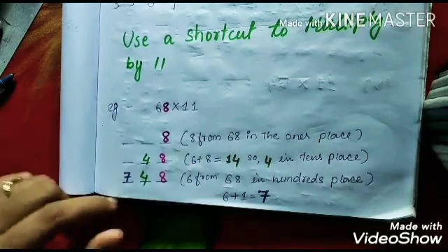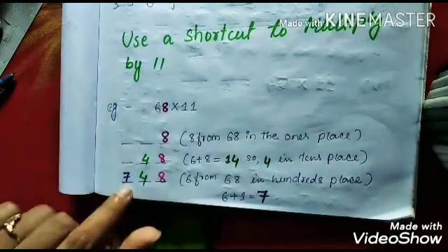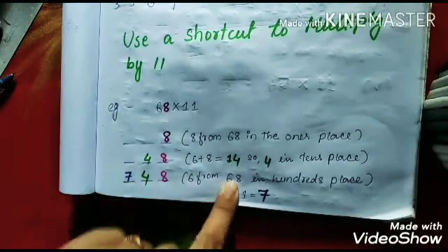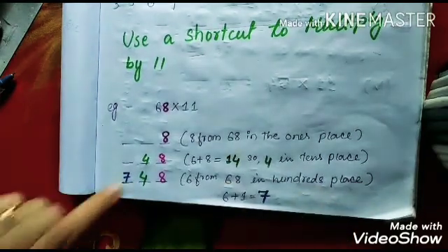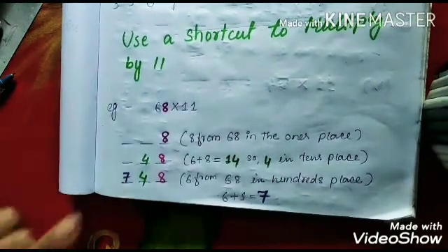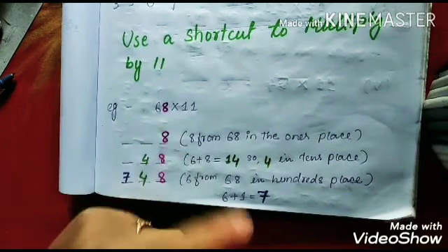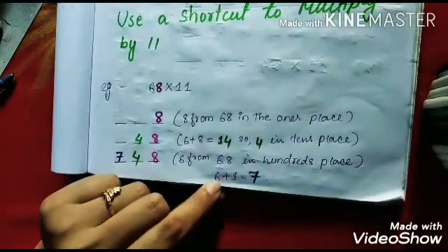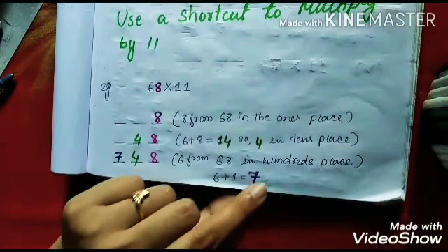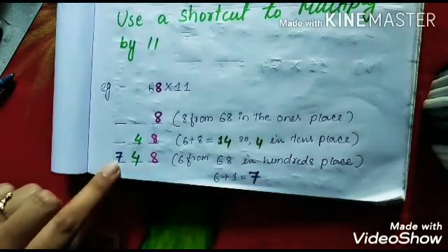So in the third step, what you have to do is take 6 from 68 in the hundreds place. So in the hundreds place we have to write 6, but as we have 1 as our carry, we have to add it to 6. So 6 plus 1 will be 7. So we have to write 7 in the hundreds place.